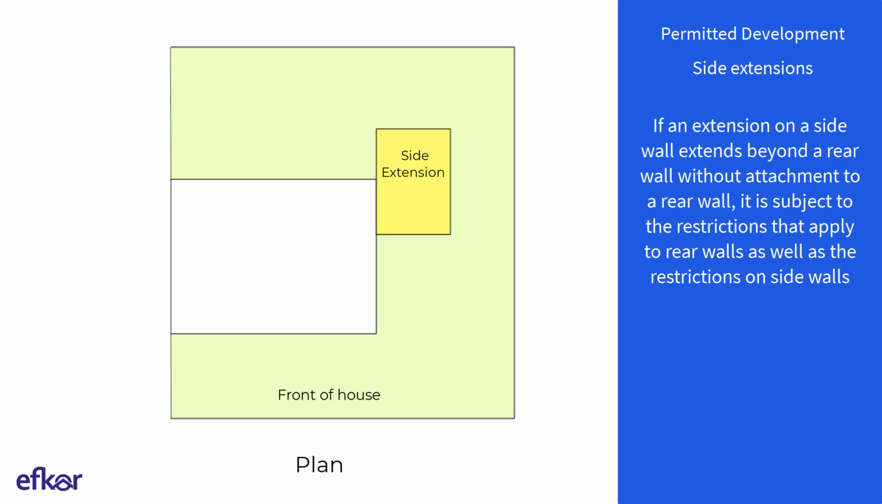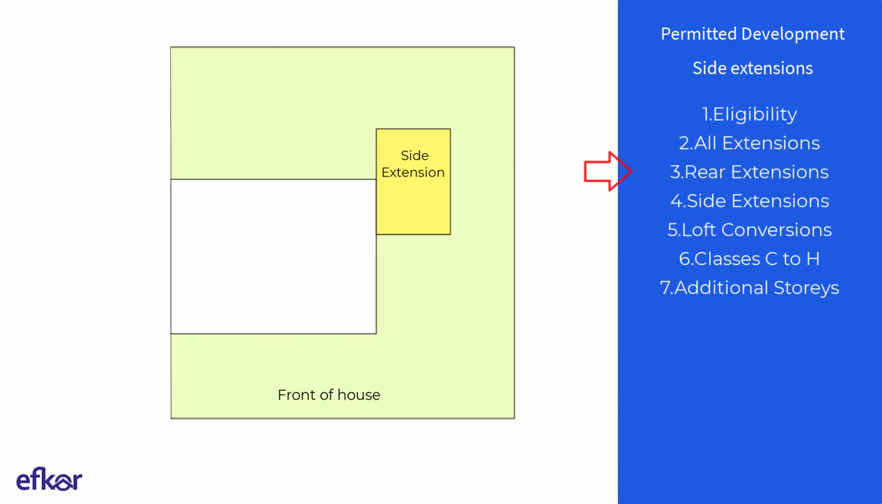If an extension on a side wall extends beyond a rear wall without attachment to a rear wall, it is subject to the restrictions that apply to rear walls as well as the restrictions on side walls. These rear wall restrictions are detailed in video 3 of this video series, titled Rear Extensions.